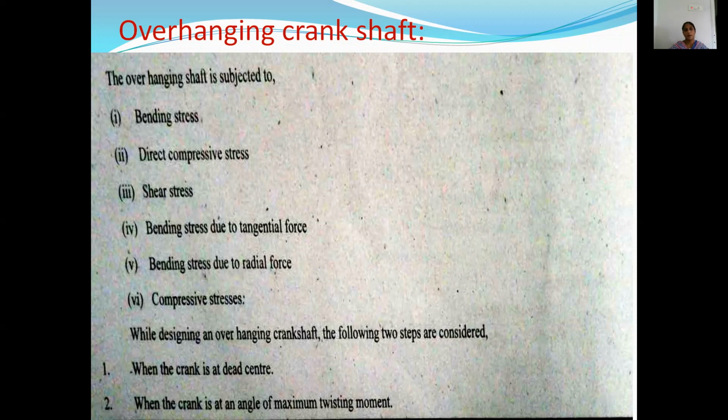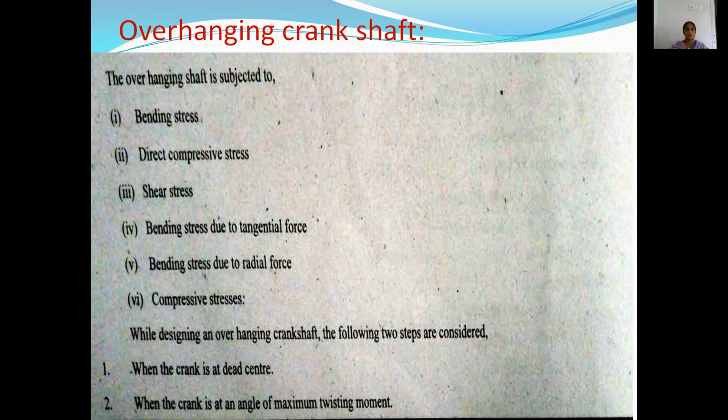Okay, the overhanging crankshaft is subjected to different types of stresses: bending stress, direct compressive stress, shear stress, bending stress due to tangential force, bending stress due to radial force, and compressive force. While designing an overhanging crankshaft, the following steps are considered. One, when the crank is at dead center. Next, when the crank is at an angle of maximum twisting moment.